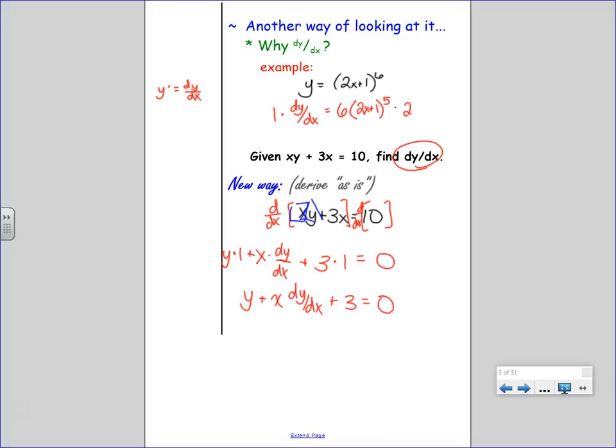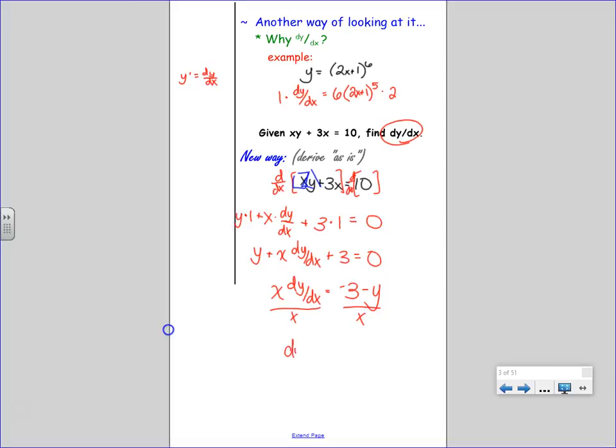You guys are saying subtract with 3. I like it. Is there anybody else we should subtract? So we'll leave the x dy dx. And we get negative 3 minus y. Oh well, for right now it's okay. Subtract the 3, subtract the y. How do we get dy dx alone? Divide by x. And we end up with dy dx is equal to negative 3 minus y all over x.